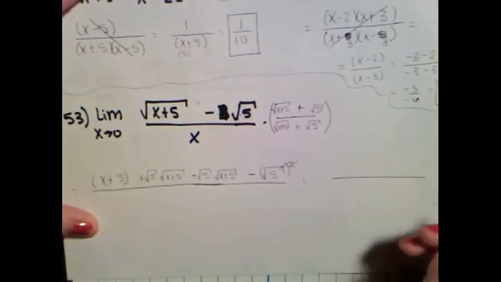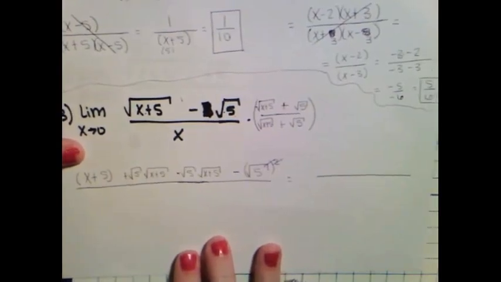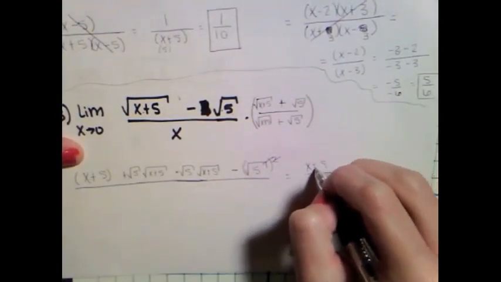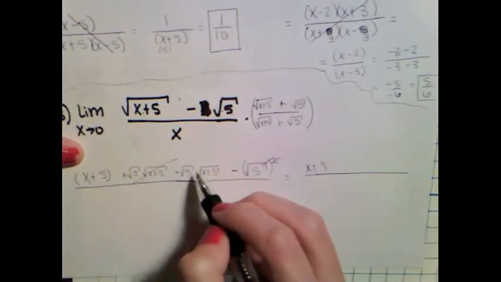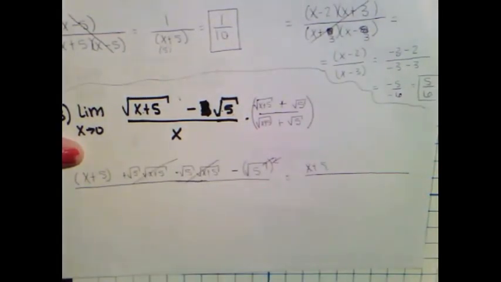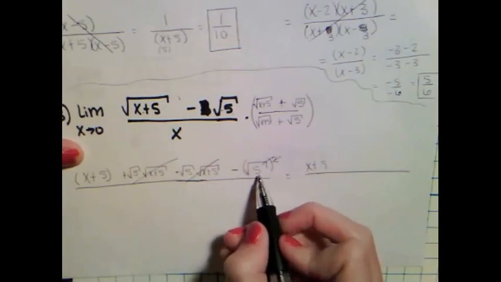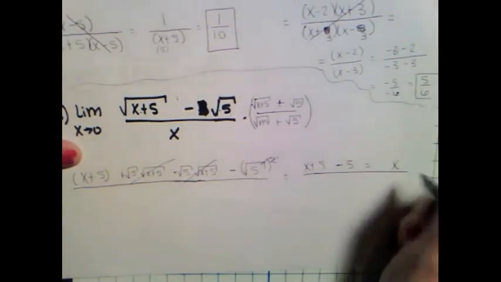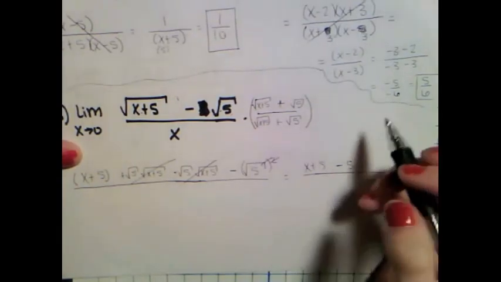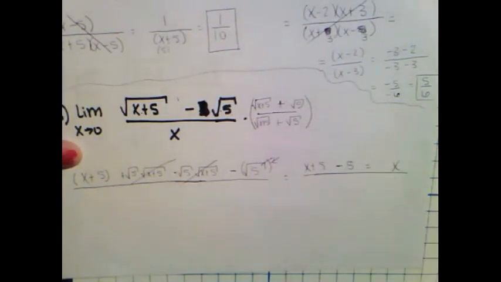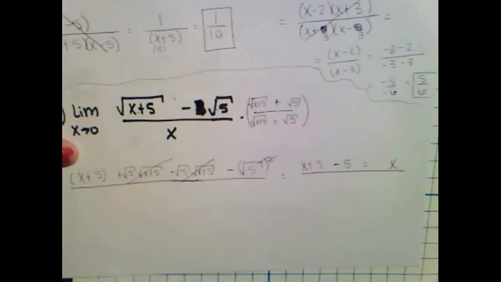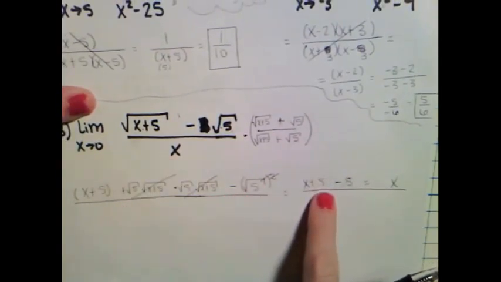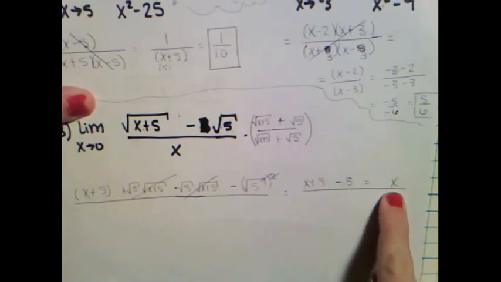So I'm going to simplify this a little bit. I'm going to bring over my x plus 5. My middle terms cancel because they're opposites, and my last term is just a minus 5. So my 5s cancel, and I'm just left with x in the numerator. So all that complicated work, and we're left with just the x in the numerator.